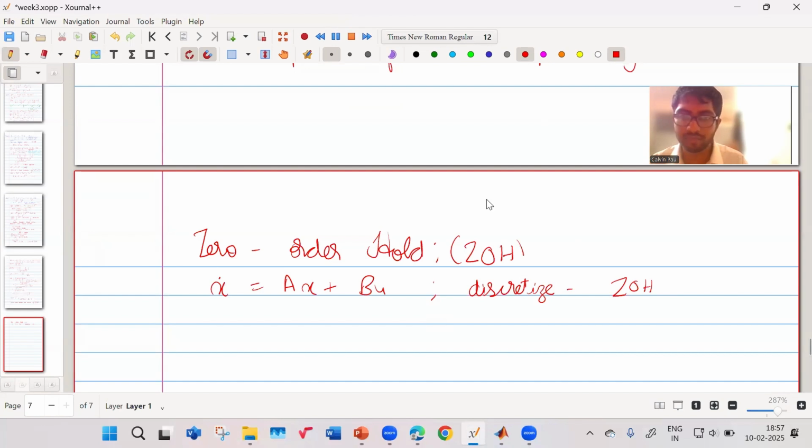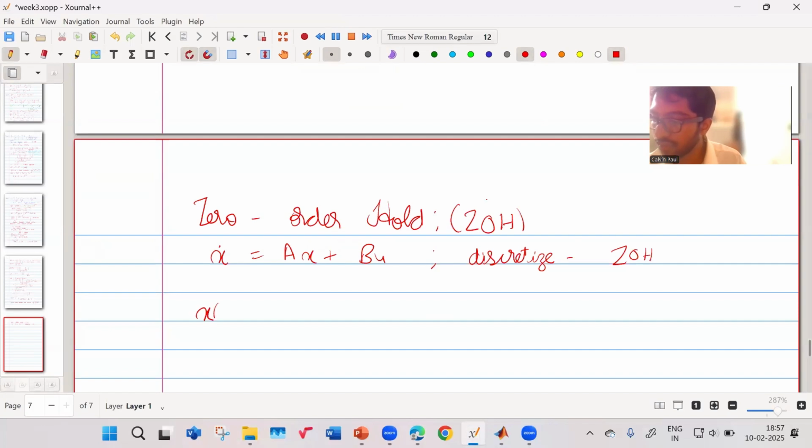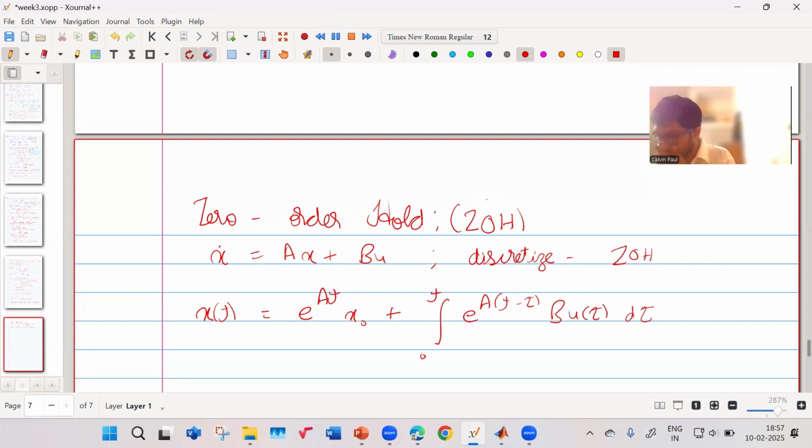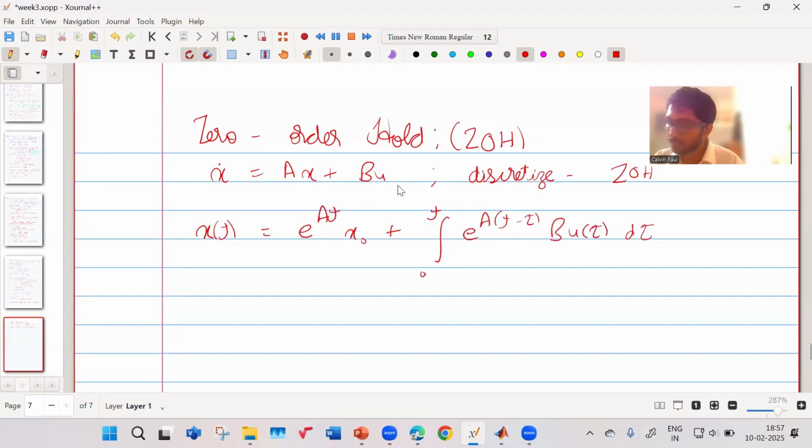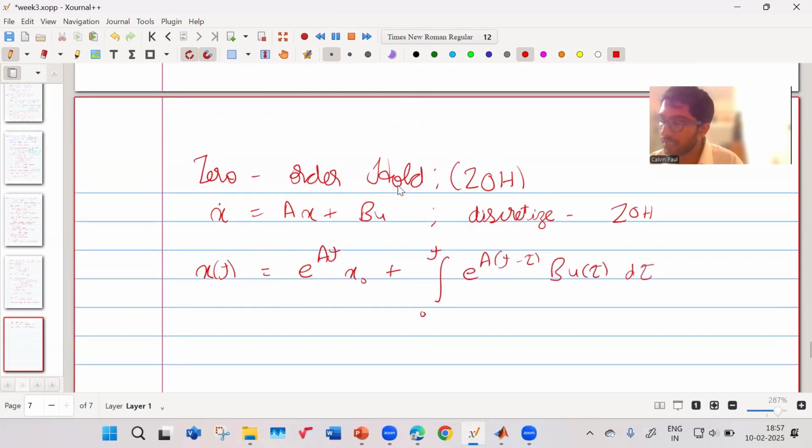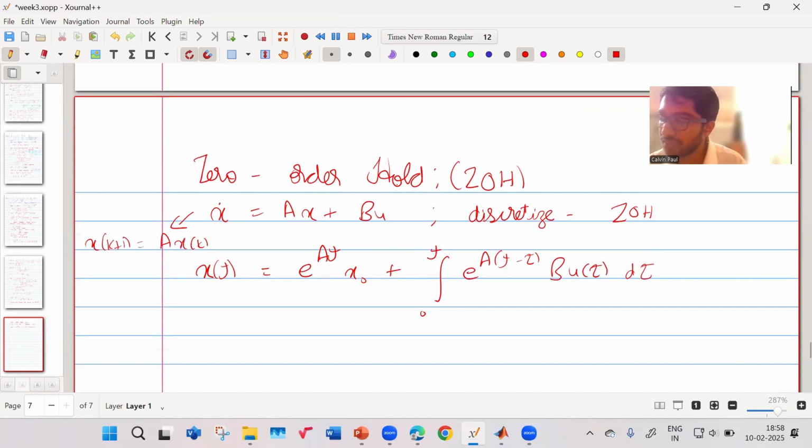So what do we do then? We know x of t is actually e to power At x of 0 plus integration from 0 to t e to power A(t minus tau) B u(tau) d tau. Okay, so this is the equation. When we go for discrete time, this x dot equal to Ax plus Bu gets written as x of k plus 1 is equal to A into x of k plus B into u of k, right?